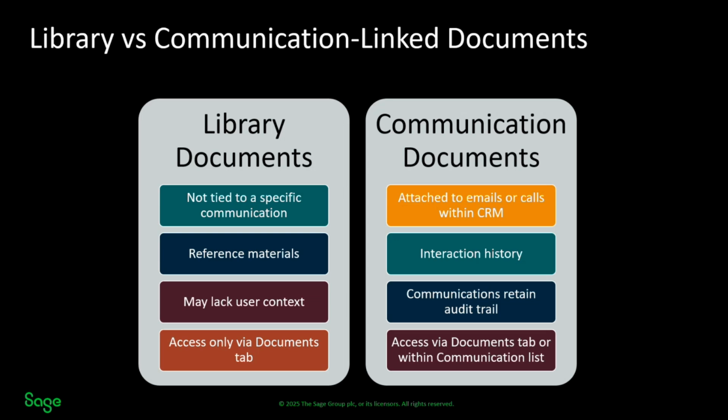You also then have documents which are linked via communication records, and so that's where things have been attached to emails or records of phone calls, etc. They provide you with a full interaction history. So not only have you got when you were discussing something, but you've got what you were discussing as well. And the communications retain that audit trail of communication as well. It provides complete proof of what discussions have taken place. And this all provides us then with access to that document either through the communications list or just through the Documents tab.